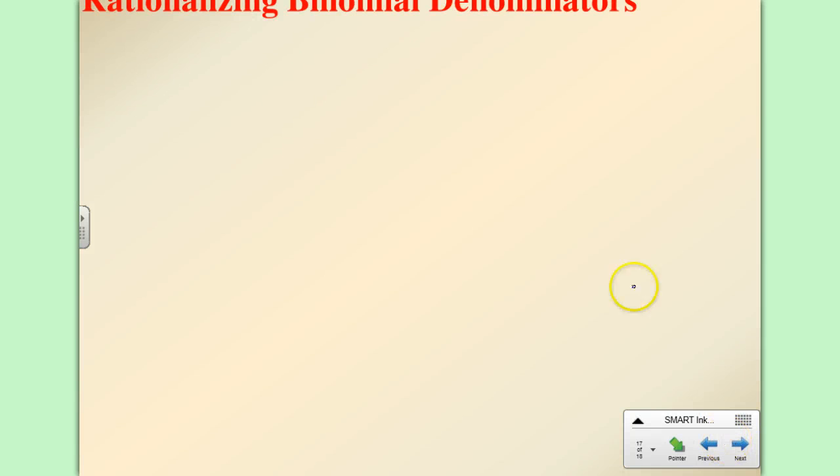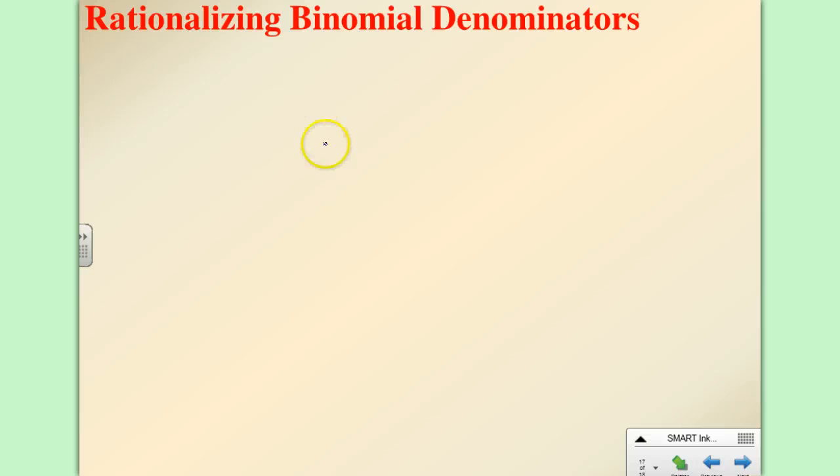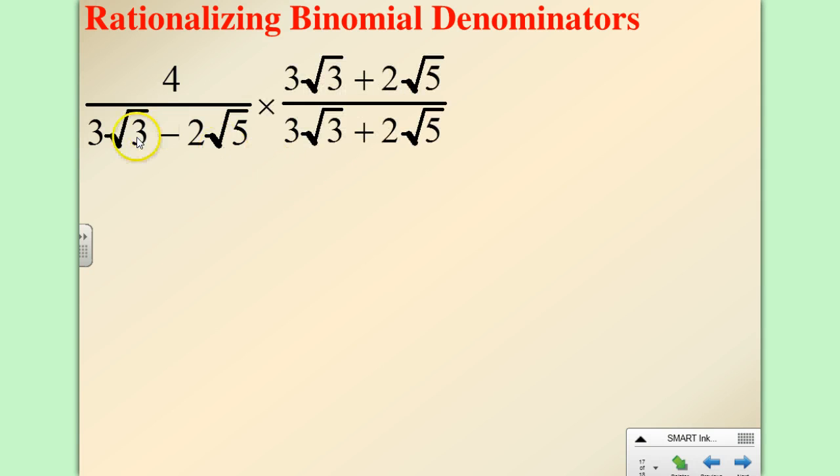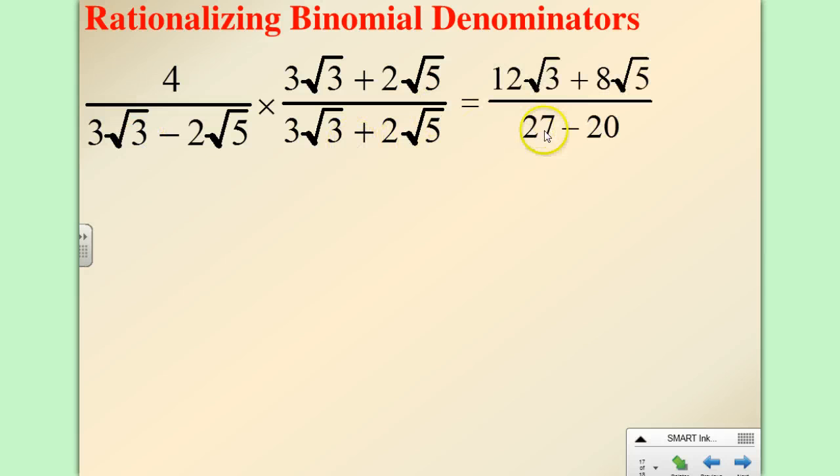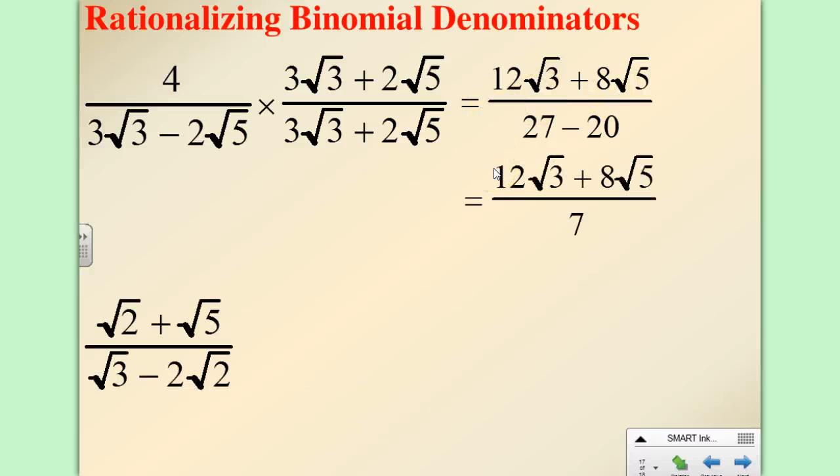So what about rationalizing other ones like this? In this case, you have to be careful that you actually multiply by the conjugate. The conjugate of the denominator is 3 root 3 plus root 5. We follow through with our multiplying of conjugates, and you should get 27 minus 20, and on the top, 12 root 3 plus 8 root 5. We simplify as much as we can, and our final answer is that.